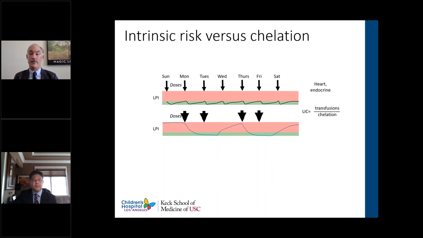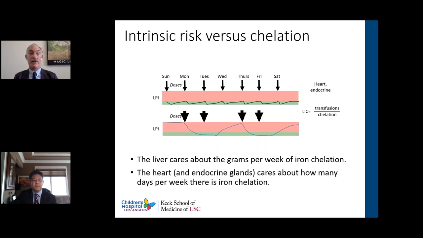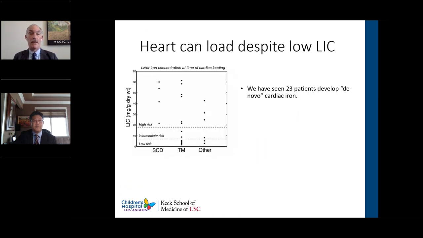So the bottom line is that the liver cares about the grams of chelator you take per week. But what the heart cares about is the number of days per week that you take your iron chelator. It's the duration of exposure that is important for the heart. And why I say this is this example occurs all the time, that patients develop cardiac iron despite having a safe level of liver iron.